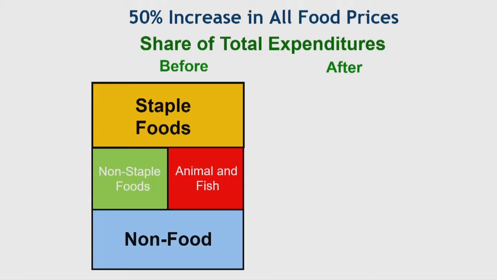Now what happens if you simulate a 50% increase in all food prices? How are the people going to react? How are they going to change their diet? What are they going to do? What are they going to keep and what are they going to give up?